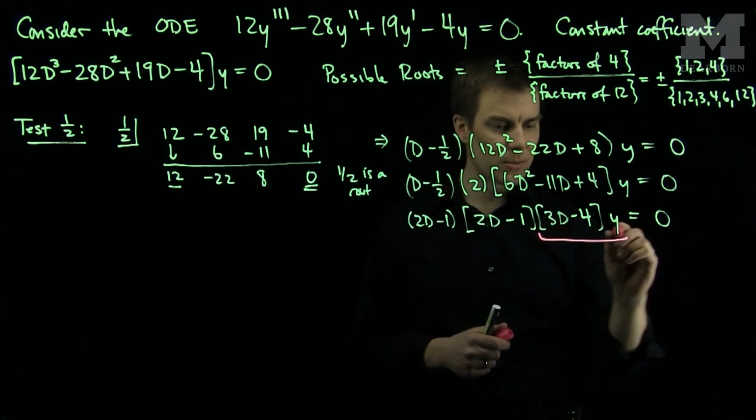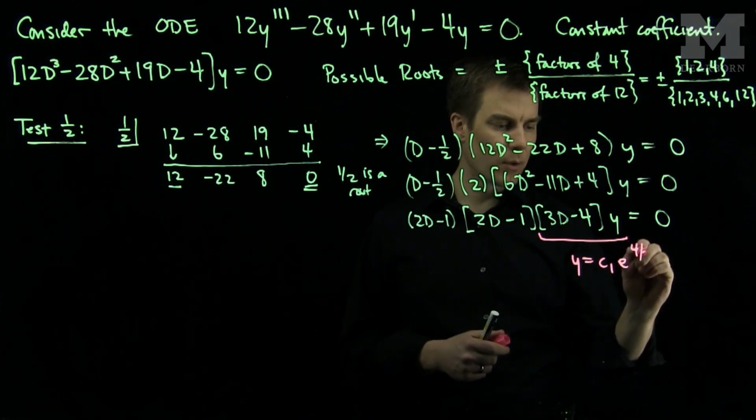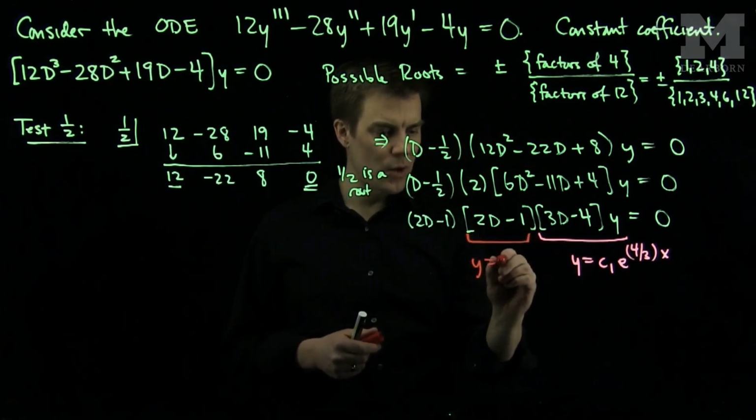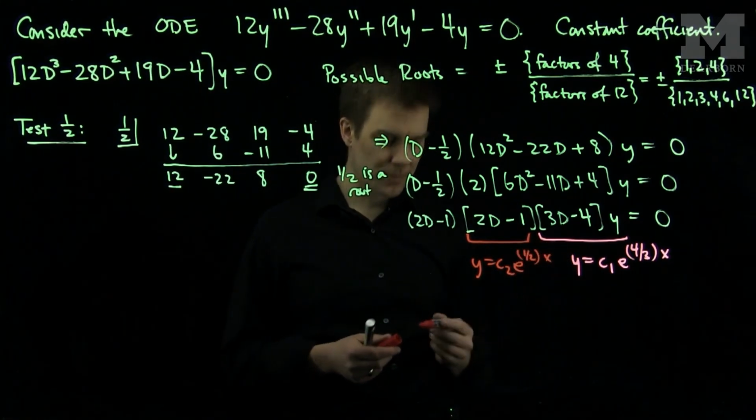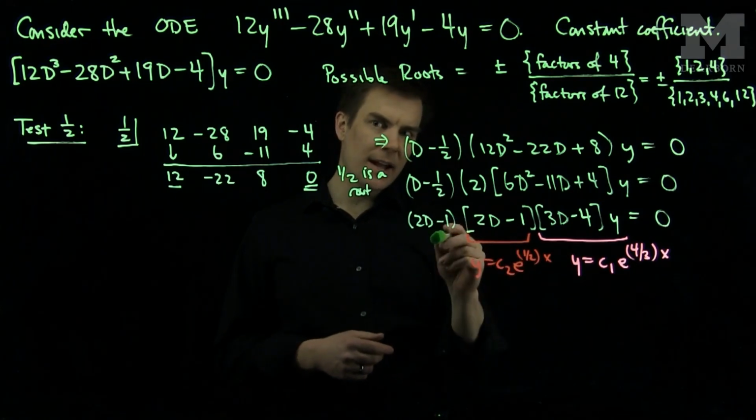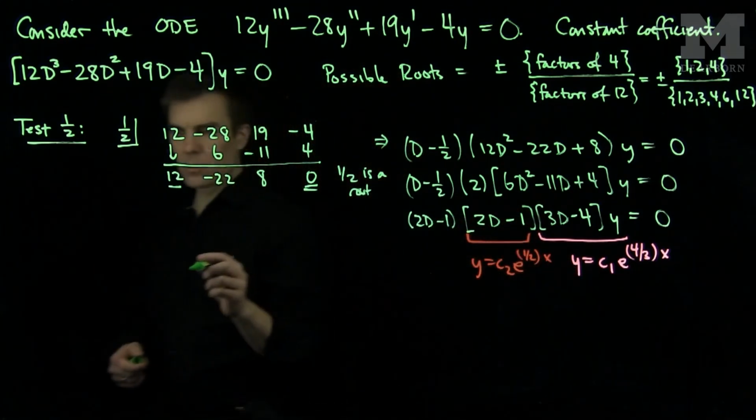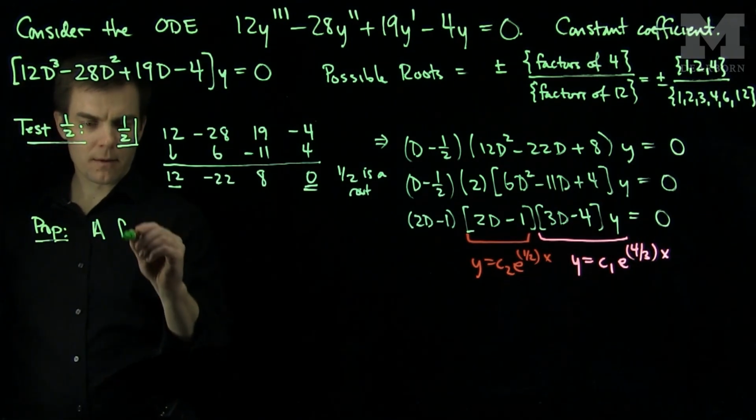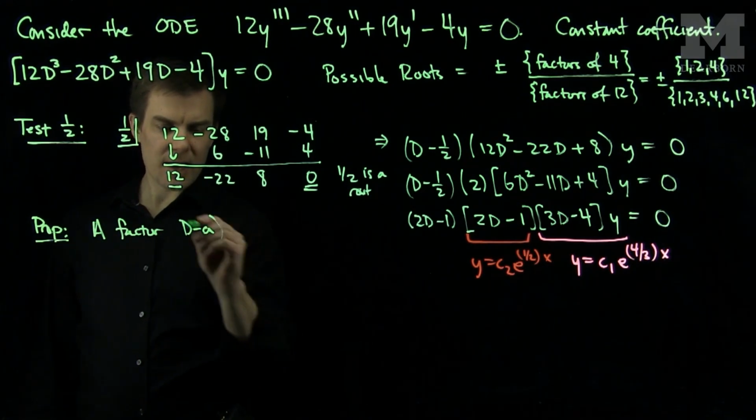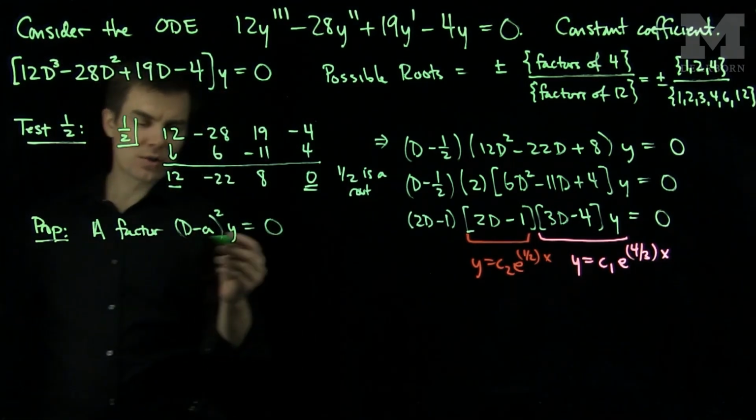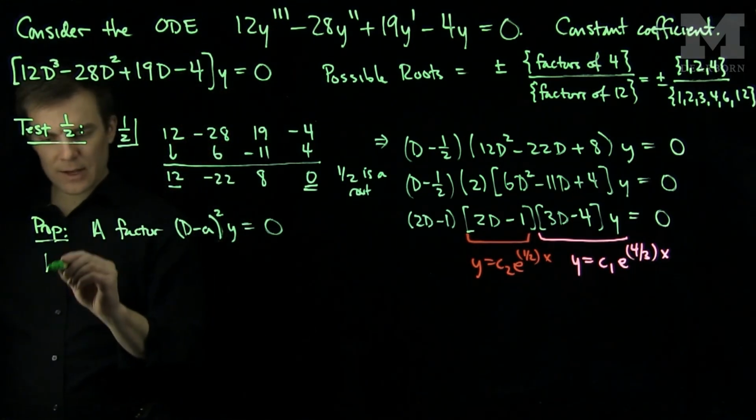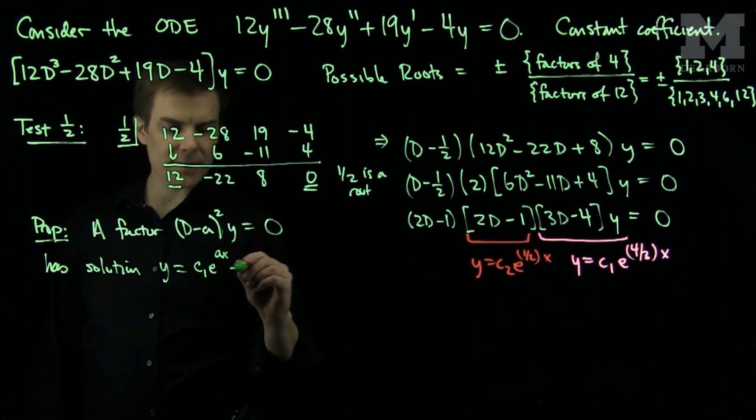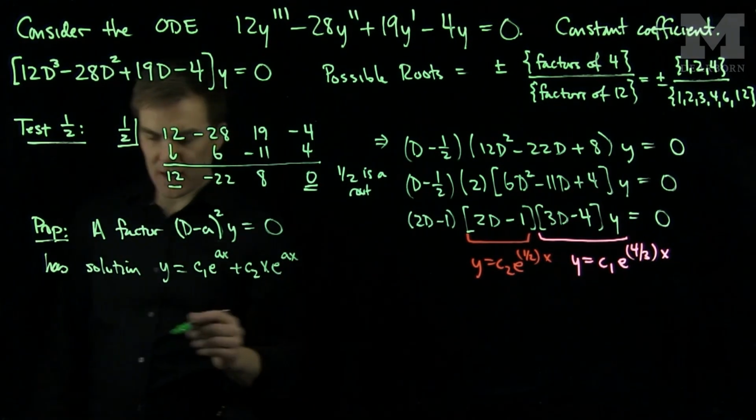The first solution I will get from this term over here is y equals c1 e to the 4/3 x. This other factor over here will generate y equals c2 e to the 1/2 x. The problem is that I now have a repeated root, and so I can't use this other factor to cycle through and get the other ones. So now we do the following. If we have a factor (D minus a) squared applied to y equals 0, an equation of this form where I have a repeated root of multiplicity 2 has solution y equals c1 e to the ax plus c2 x e to the ax. And this follows by reduction of order.